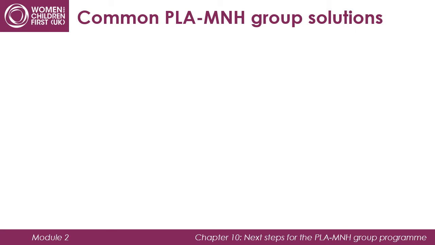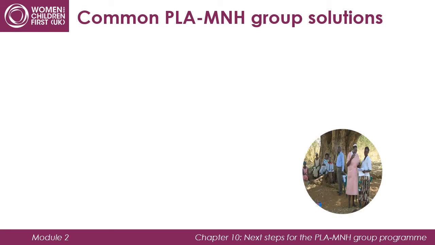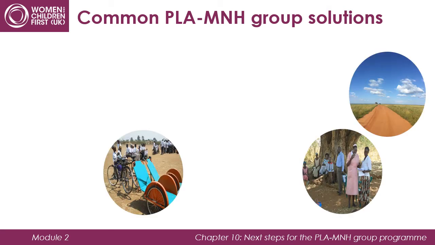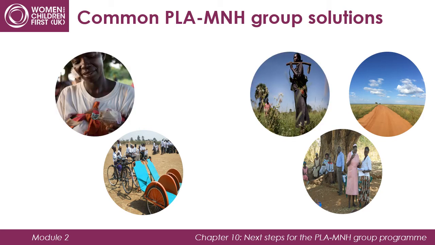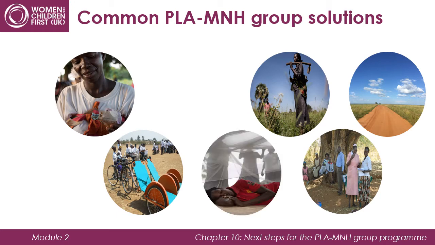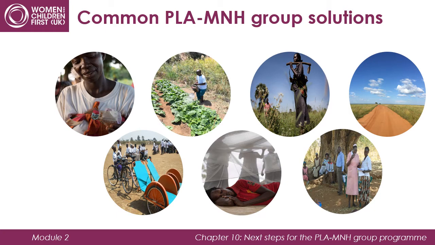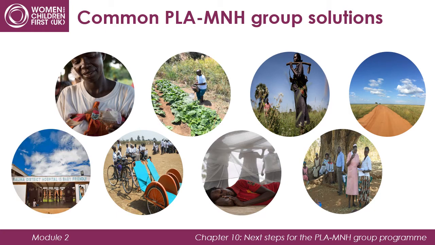These include health education, transport strategies and improvements, income generation activities, group savings funds, bed net distribution, vegetable gardens, liaising and lobbying health facilities to improve quality of care.